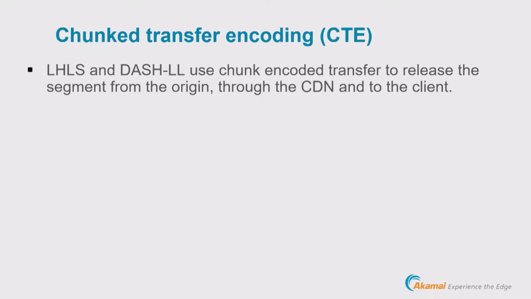So let's focus on one of the biggest differences, chunk transfer encoding. LHLS and Dash use chunk transfer encoding to release the segment. So the encoder is making the first frame, maybe the first 33 milliseconds of data. As it makes it, it posts it out to the CDN, and the CDN receives that, continues the post, and pushes it all the way to the client.